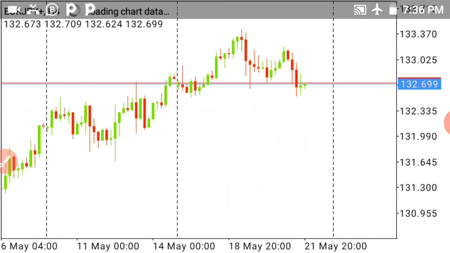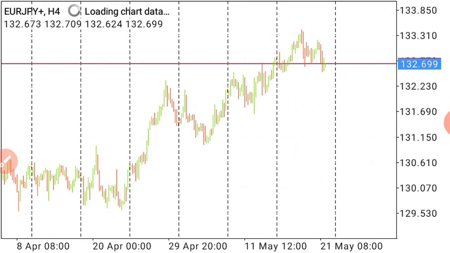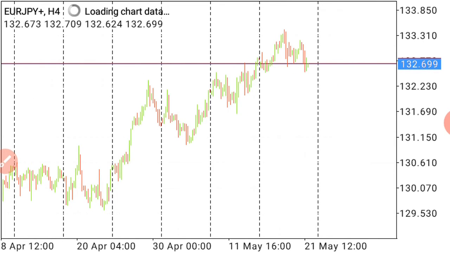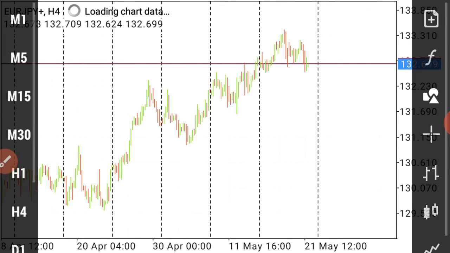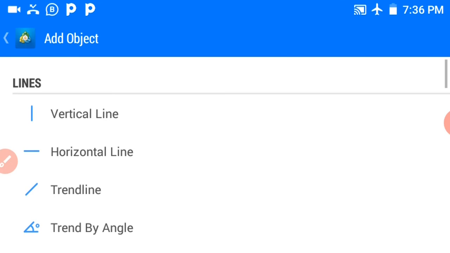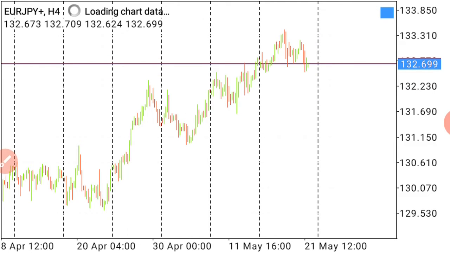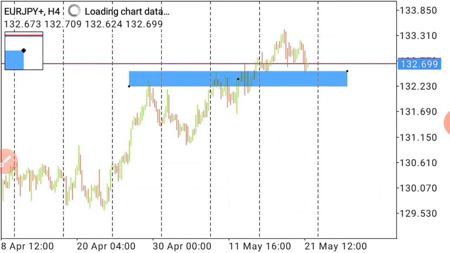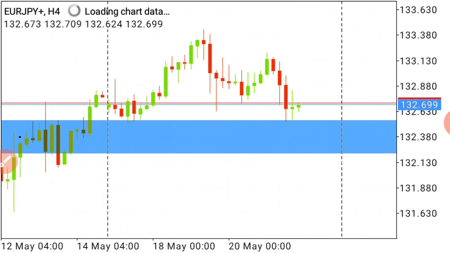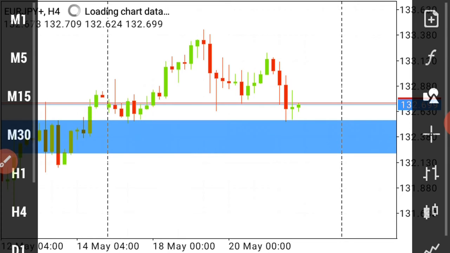Similar stuff and similar structure still with the Euro USD. So I don't really think I need to say much about this. Let me just mark the structure so it can be clearer. This is the structure the market is currently respecting, currently on that level, forming the same structure as that of our previous Euro USD.